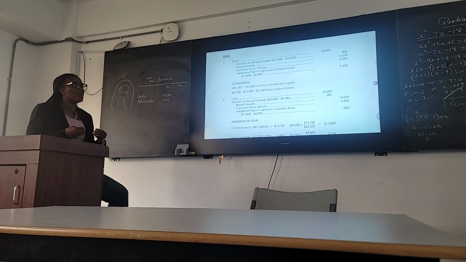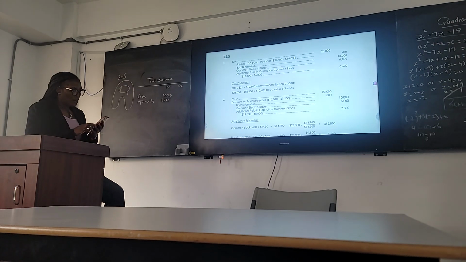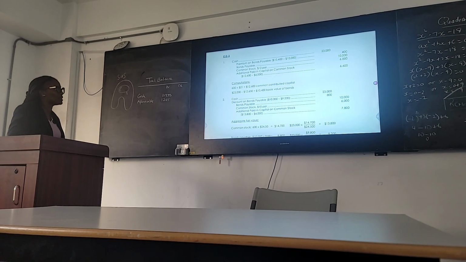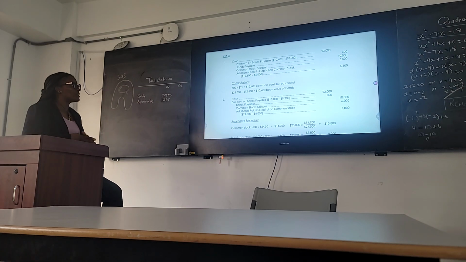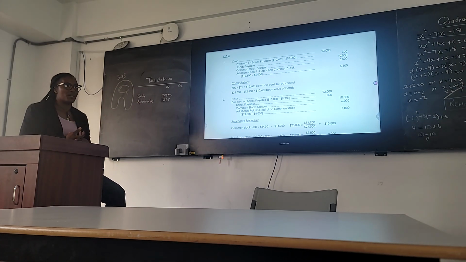Since the bonds has a book value of 10,400 and the face value of the bond is 10,000, then it means the excess of 400 will go to premium on bonds payable. These bonds will issue above face value.